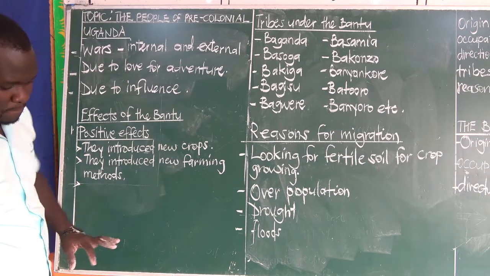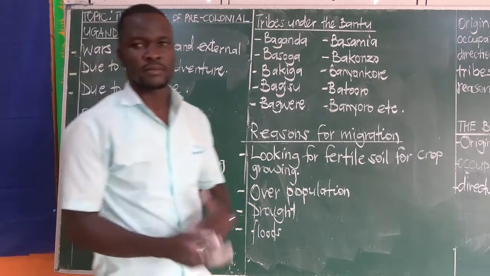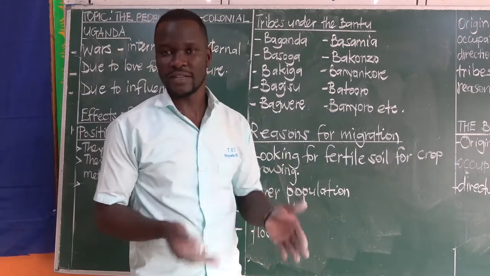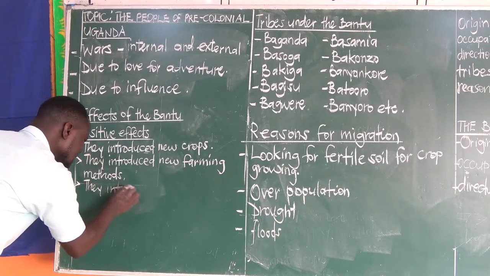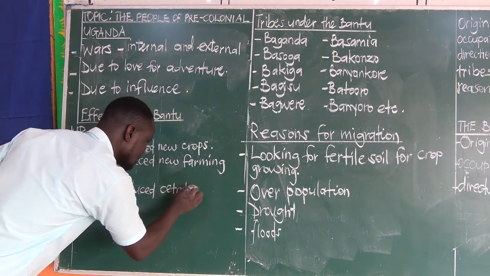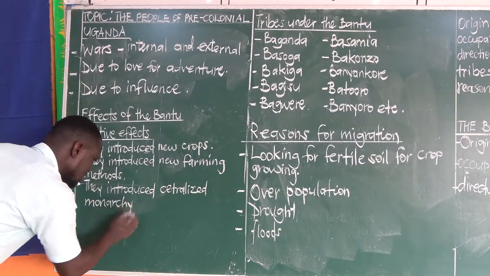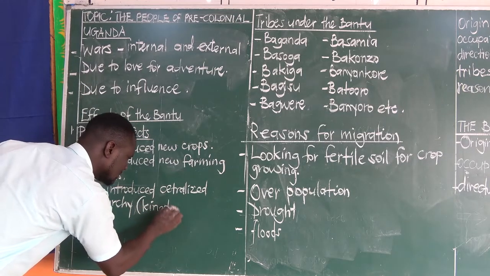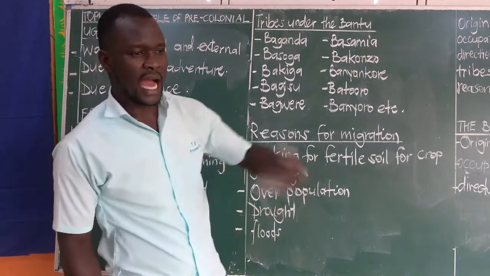Then the third one is, this Bantu also introduced a new system of governance. That is what we call monarchy. They introduced centralized monarchy. Centralized monarchy, we are looking at kingship. Kingship or kingdomship. Meaning they brought that setup of having a king.